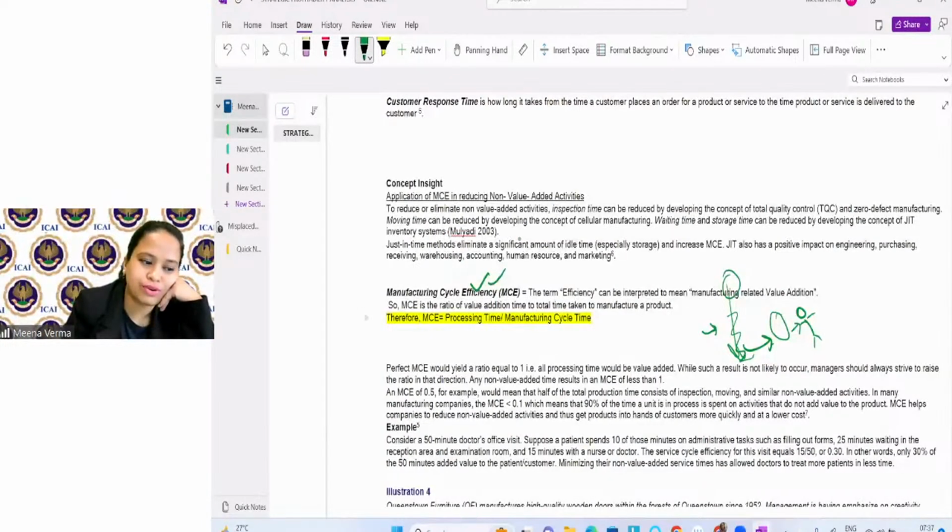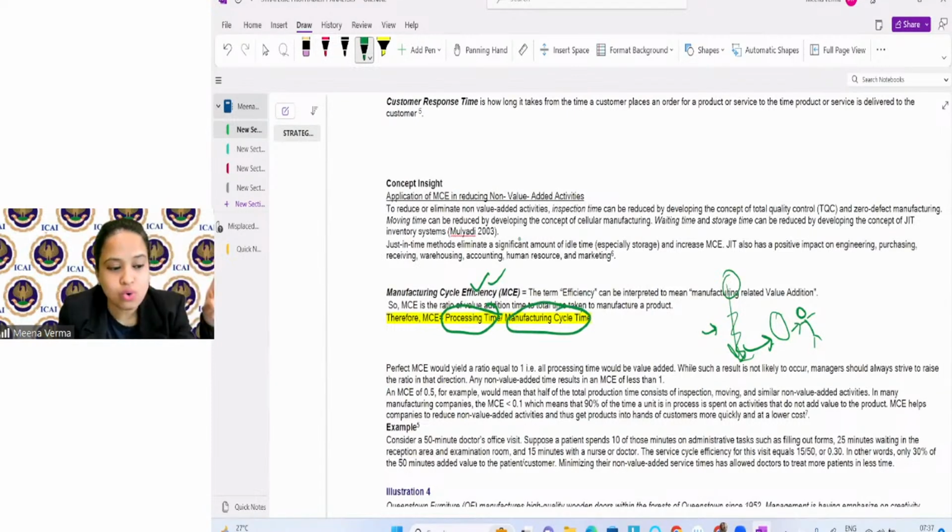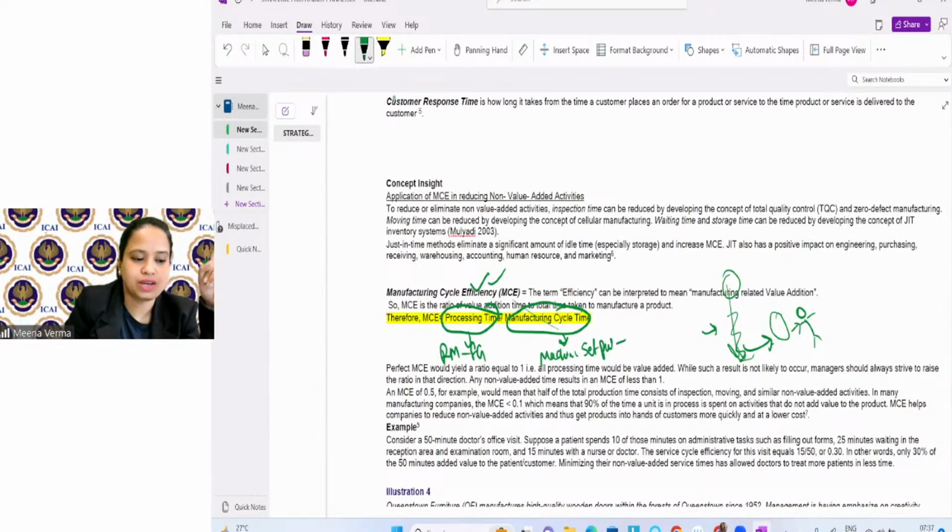Now, what is the formula for manufacturing cycle efficiency? Processing time divided by manufacturing cycle time. Processing time means the time they take for converting the raw material to final good. But manufacturing cycle time will include both. It will include the receipt time, the machine setup time, and it will consider the processing time. Just remember the formula for manufacturing cycle efficiency: process time divided by manufacturing cycle time.